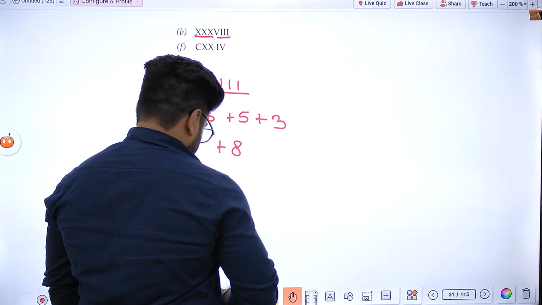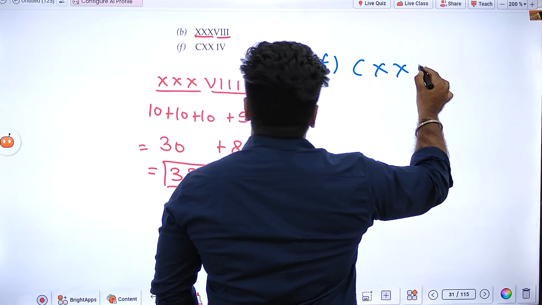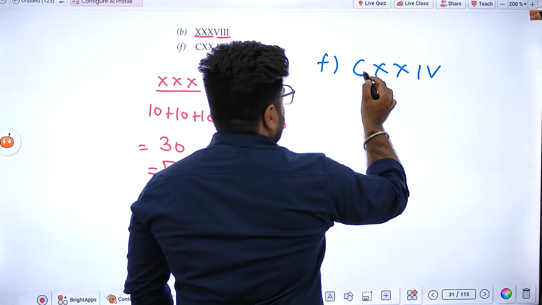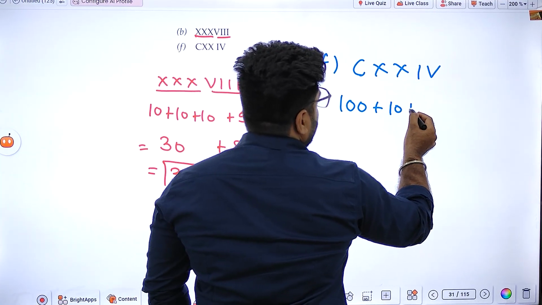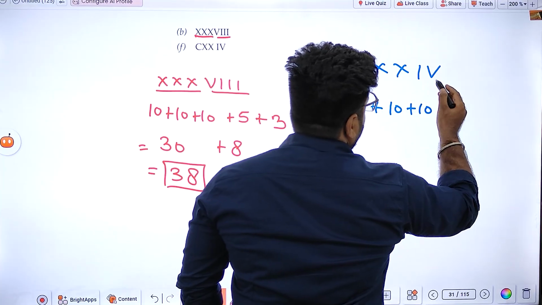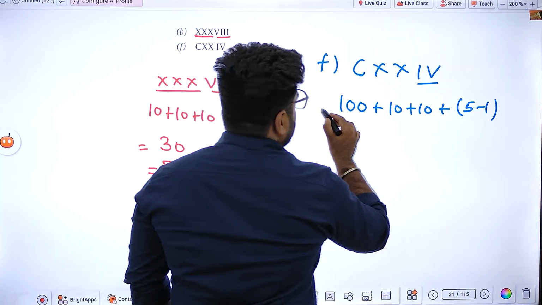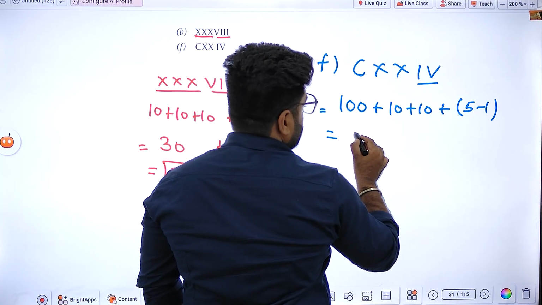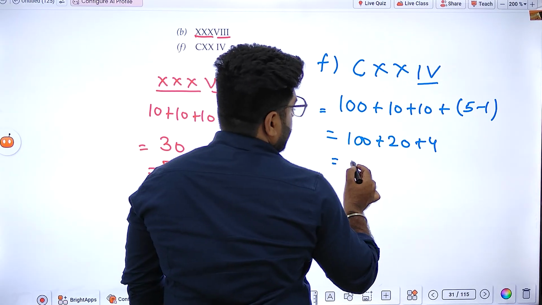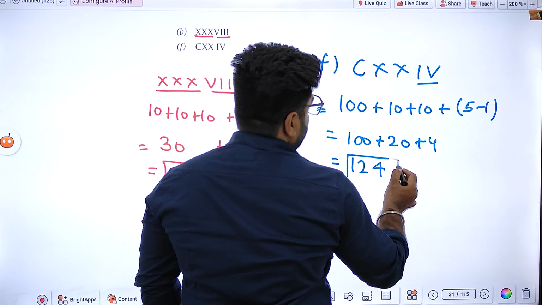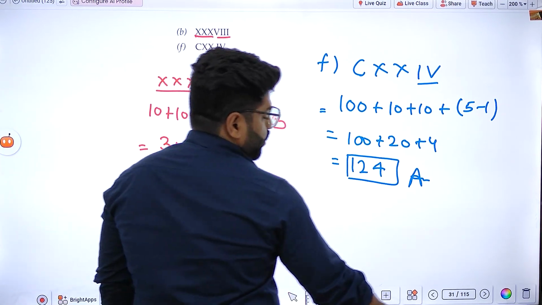Okay, now come to the F part. In the F part, we have C, X, X, I, V. For C we have 100. For X we have 10, then 10, and here this is 5 minus 1. So let's see what we have here, that is 100 plus 20 plus 4. We get 124 as our answer. Clear? Okay. Now move to our next part.